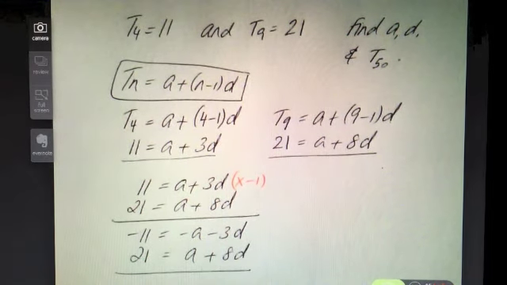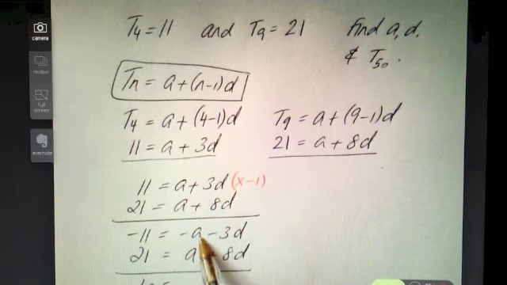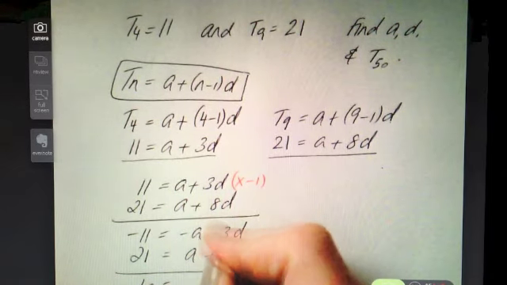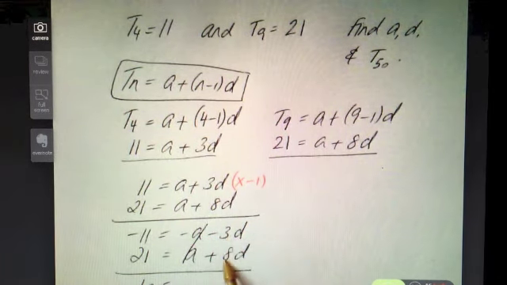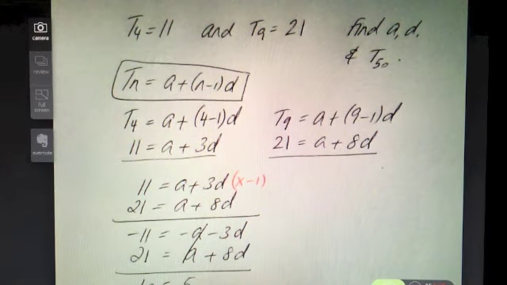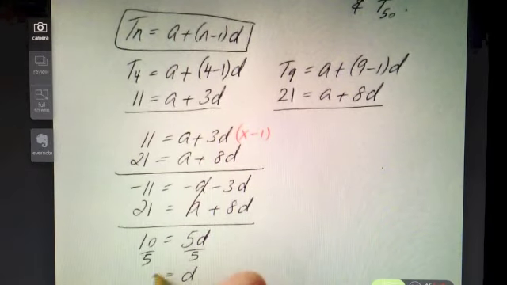And now I'm going to just add these together. So I end up with minus 11 plus 21 is 10. Minus A plus A is 0. Nothing, in other words, so they're gone, which is exactly what I want to have happen. And minus 3d plus 8d is 5d. So if 10 is equal to 5d, divide both sides by 5, and I get d is equal to 2.